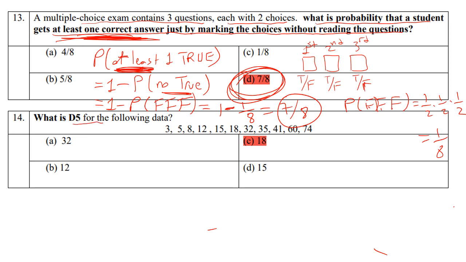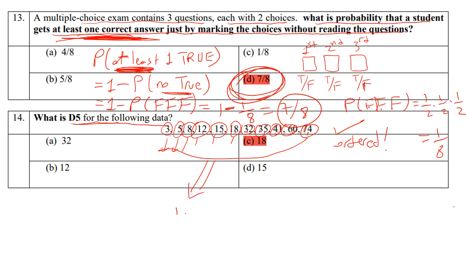So what is D5 for the following data? For finding D5, first you have to order the data: 3, 5, 8, 12, 15, 18. So we check the order. Okay, it's ordered, so this is good. Now, if you want to get D5, D5 means decile, so it means 10 pieces. We want the fifth piece from 10 pieces. What you do is you count how many numbers there are: 1, 2, 3, 4, 5, 6, 7, 8, 9, 10, 11. Okay, in total there are 11 numbers.